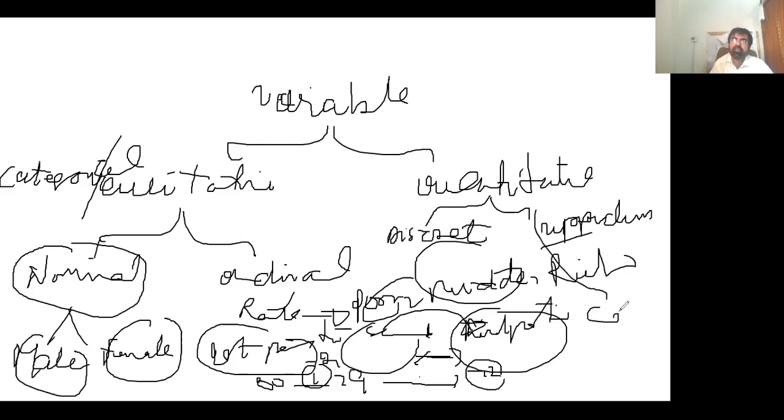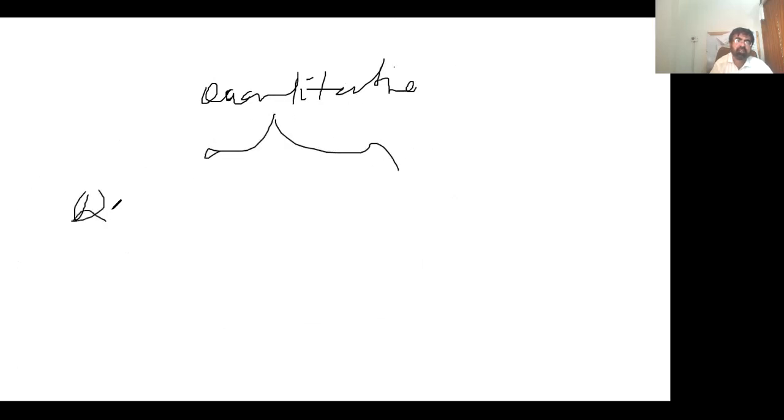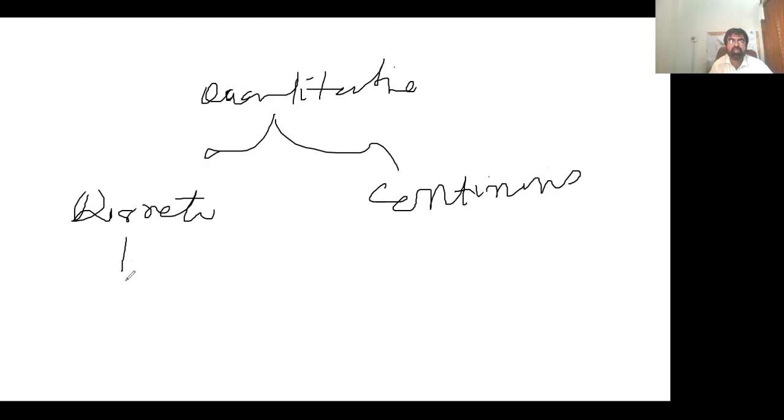and continuous. Let me draw another flow chart for this. For example, quantitative, further divided into discrete and continuous variable. Discrete variable is that type of quantitative variable which takes whole numbers.